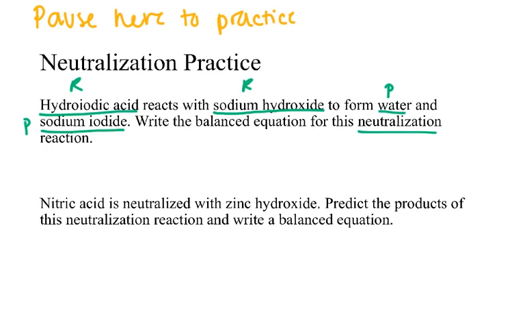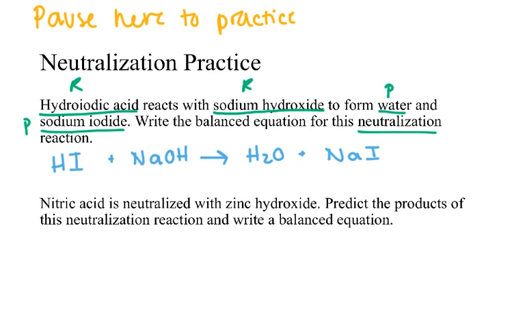Hydroiodic acid, so we have hydrogen and iodine, reacts with sodium hydroxide, and this gives us water plus sodium iodide, so NaI. All right, and is this balanced? Let's take a look. We have two hydrogens, one oxygen, one. It looks like we're all balanced. All right, so let's take a look at the next one.